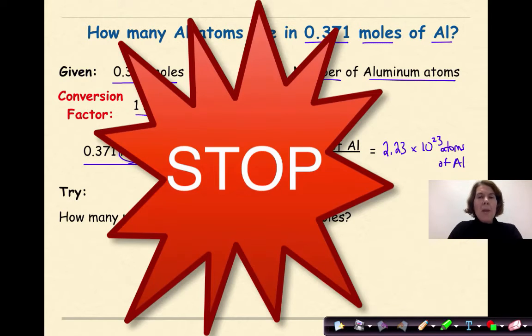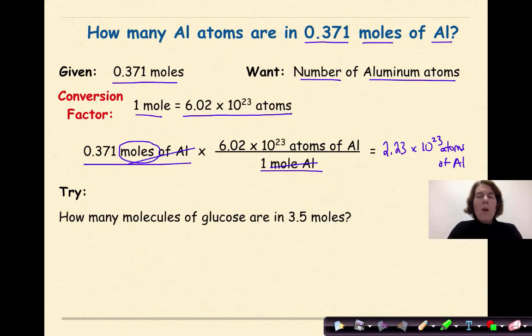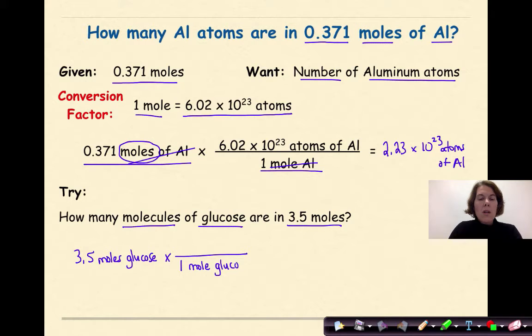Now I'd like you to stop and try the next one on your own using the format that you saw above. Welcome back. Let's see how you did. How many molecules of glucose are in 3.5 moles? So the first thing that you should have done is written out the number of moles that you started with. 3.5 moles of glucose. A multiplication sign and a line. If we start with moles, then we will have 1 mole on the bottom.